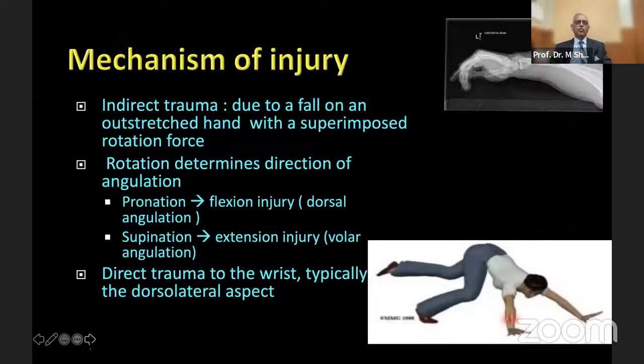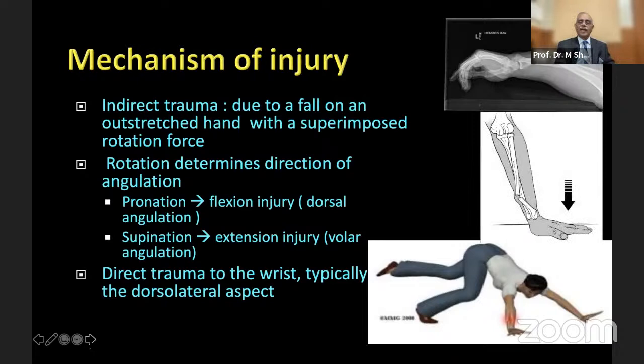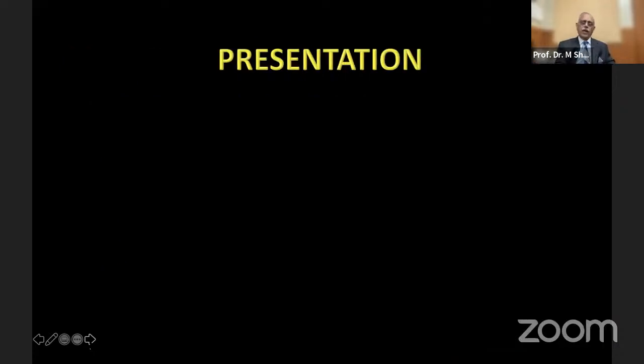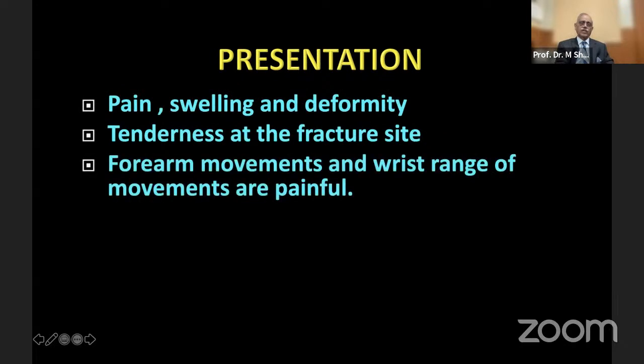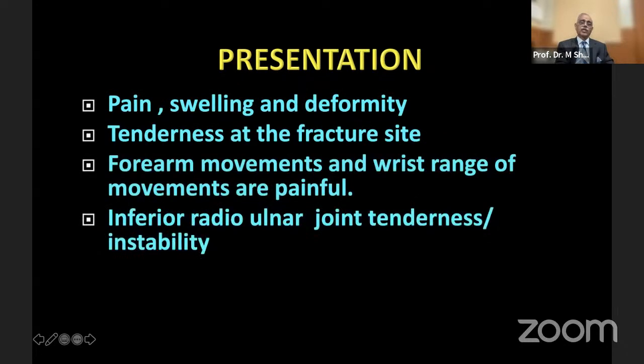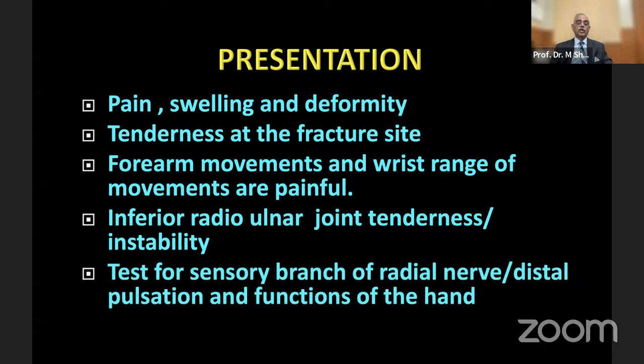The mechanism of injury is usually indirect trauma, and it depends on the pronation, whether it is a flexion injury or an extension injury. And that is the classical form. The presentation is usually pain, swelling, deformity, tenderness at the fracture site, and painful forearm and wrist movements. The distal radioulnar joint tenderness and instability have to be taken into consideration. Always test for the sensory branch of the radial nerve, distal pulsation and functions of the hand.